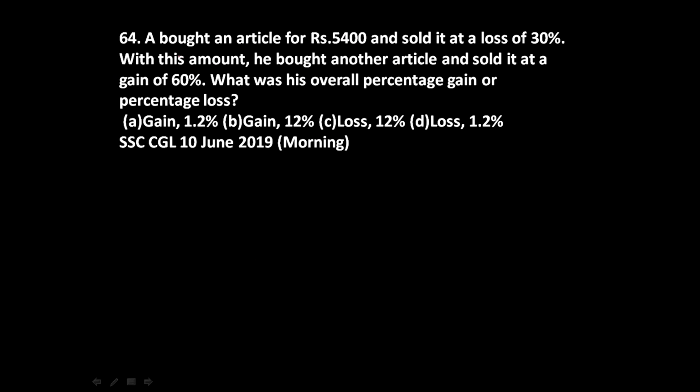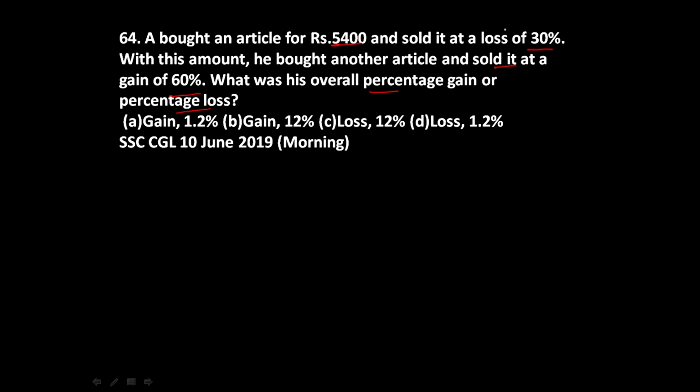Number 64. A bought an article for 5400 and sold it at a loss of 30%. With this amount, he bought another article and sold it at a gain of 60%. What is his overall percentage of gain or loss? So how will you solve it? Again, you have to calculate it on percentage.